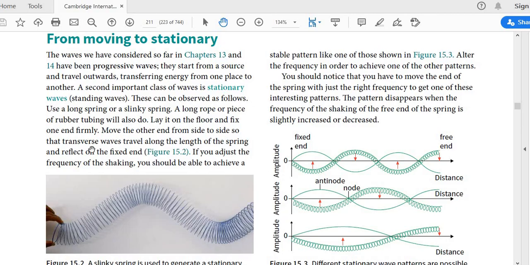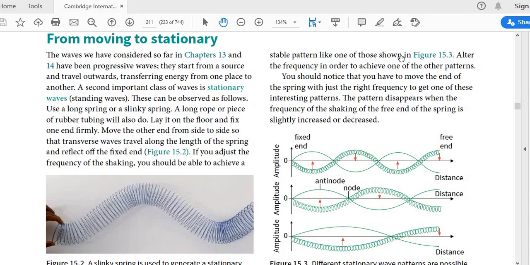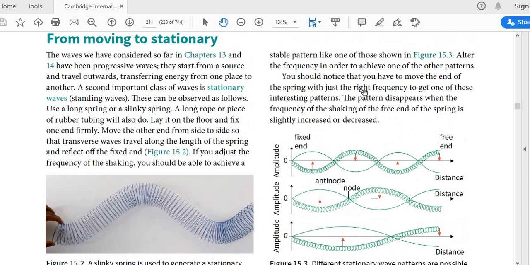Move the other end from side to side so that the transverse wave travels along the length of the spring and reflects off the fixed end, figure 15.2. If you adjust the frequency of the shaking, you will be able to achieve a stable pattern like the one shown in figure 15.3. This is the one. Alter the frequency in order to achieve one of the other patterns.